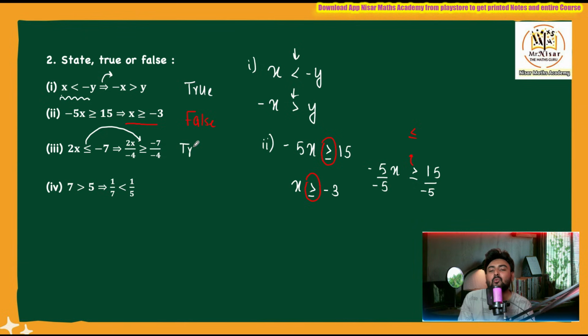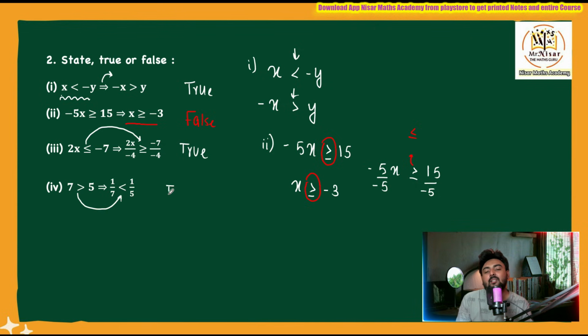It means it's true. Now here 7 is greater than 5. Both are reciprocals. So when we take the reciprocal, the sign of inequality has to change. Is it changing here? Yes. So it's also true. So only one we have as false. I hope you see that this whole true and false depends on our 6 rules. So understand that first and then go for solving the questions. Let's go ahead and solve the next question.